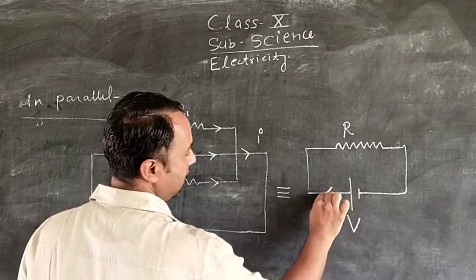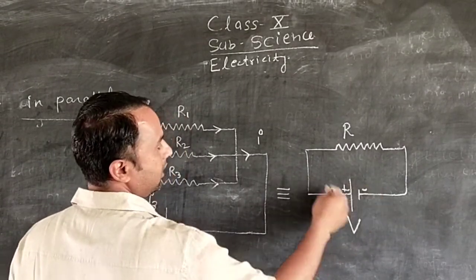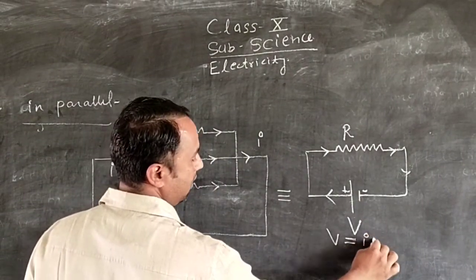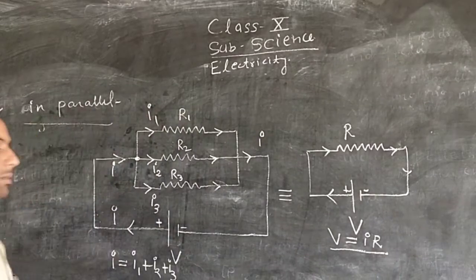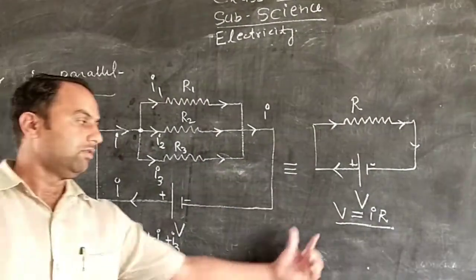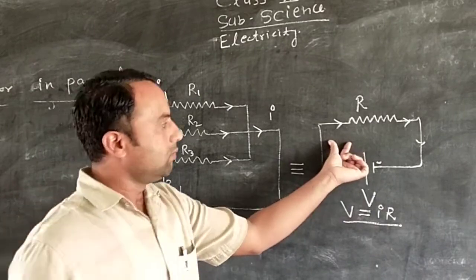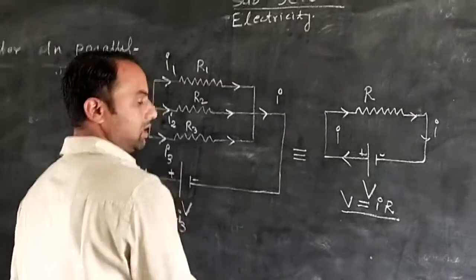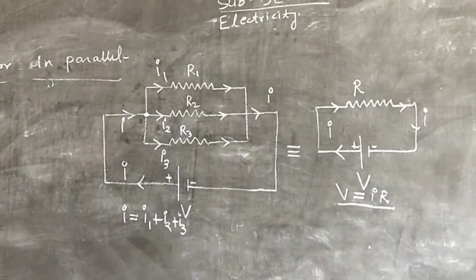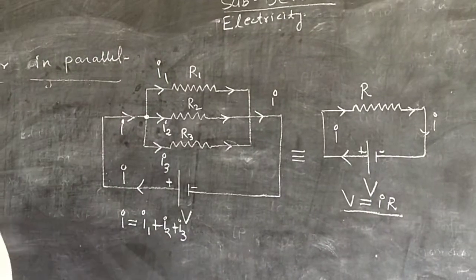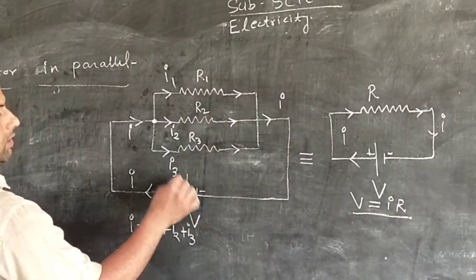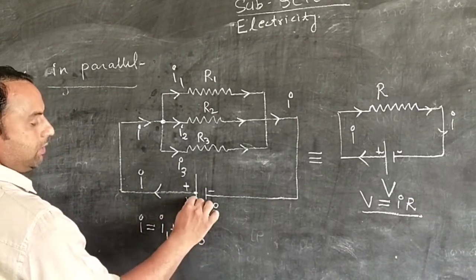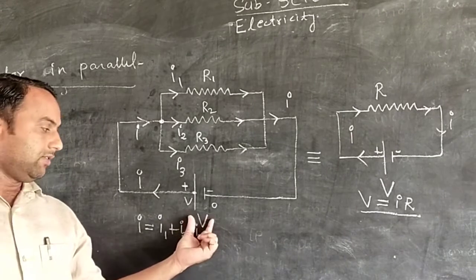Now the current I is drawn from here, and the current moves like that. Here we see that V is equal to I into R. Ohm's law. From Ohm's law we write V is equal to I times R, where I is the current moving from here to here, and the voltage difference is equal to I into resistance. Here this is the positive terminal of the battery, and now we can assume this is zero potential and this is V potential, because the potential difference is V.